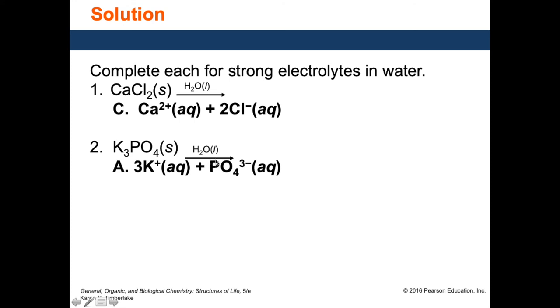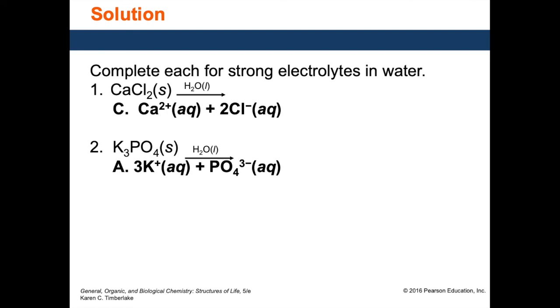You do not have the phosphorus and the oxygen split up because they are covalently bonded to each other. Okay, it's only the ionic bonds that are broken up as we dissolve our potassium phosphate. So we split into our positive potassium ions and our negative phosphate ions, which are polyatomics and have the phosphorus and oxygen stuck together covalently. Okay, so watch out for that. That's a common tripping point for a lot of students.